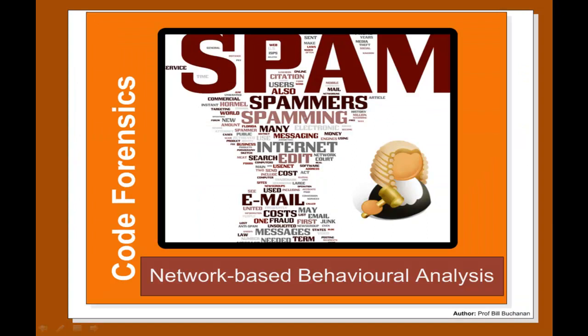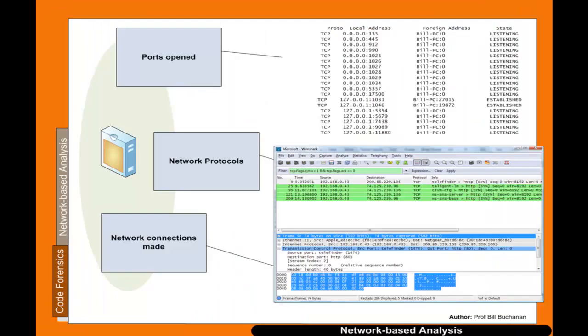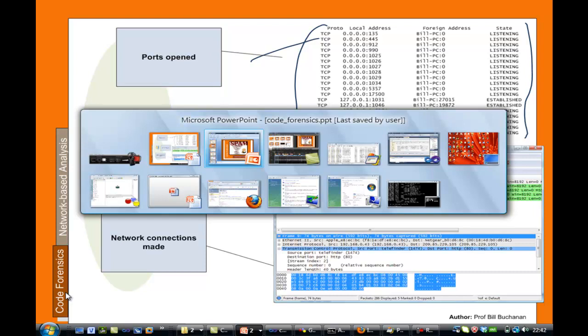And then a basic footprint is also created with our network-based behavioural analysis. So this might look at the ports that are actually opened on the machine. One example of a tool that gives us that information is netstat -a.